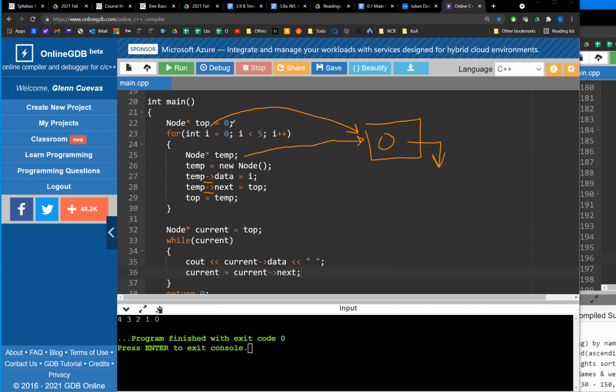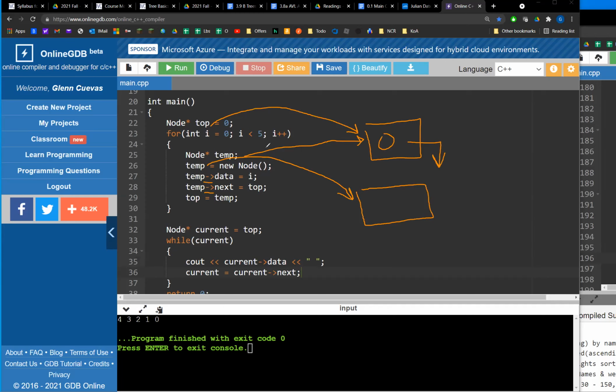Loop around, i goes to 1, temp pointer, create a new box, new node. So new node says create a box, empty box, no data, no pointer, or 0 data, 0 pointer, depending on how good the constructor logic is working. Temp data, right? So temp equals new node. All right, so the new keyword tells you where in memory this box is, and the assignment operator says we can point to it.